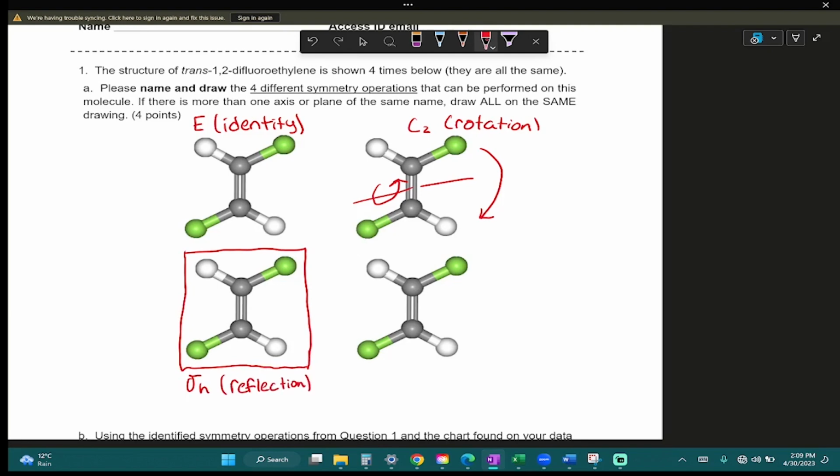And then does anyone have an idea of what the last one could be? Yeah, it's an inversion point. So to draw the inversion point, I don't think there's really a right way to draw it. Usually I indicate where the inversion is happening and then I draw a little arrow. So in this one, our inversion point is right in the middle. So what happens to this fluorine? It ends up over here. And this fluorine ends up here. And then same thing with our hydrogens. They flip. And this is our inversion.